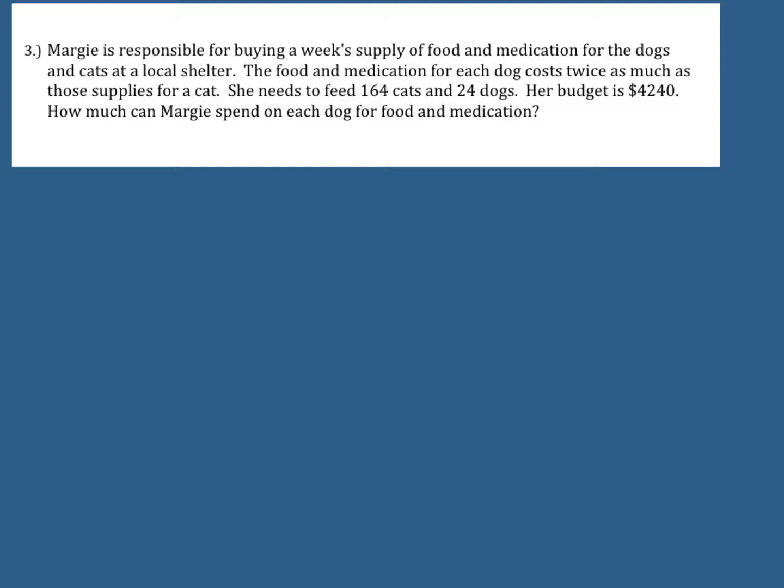Number 3, we're talking about pets, and it says Margie is responsible for buying a week's supply of food and medication for the dogs and cats at a local shelter. So the food and medication for each dog costs twice as much as those supplies for a cat. She needs to feed 164 cats and 24 dogs. It says her budget is $4,240. So how much can Margie spend on each dog for food and medication?